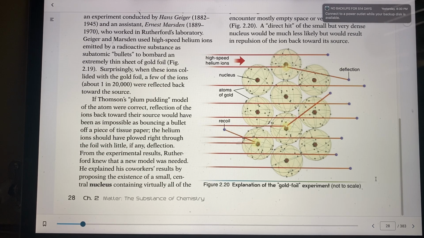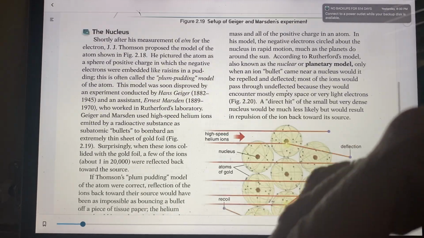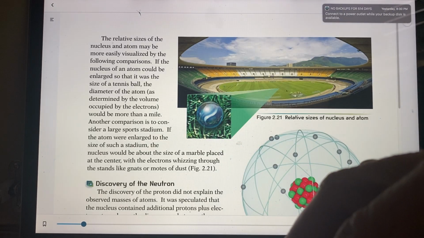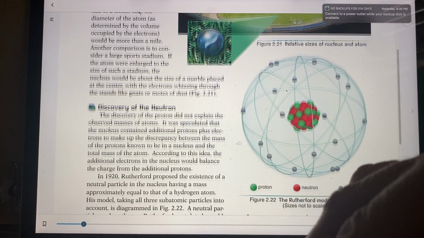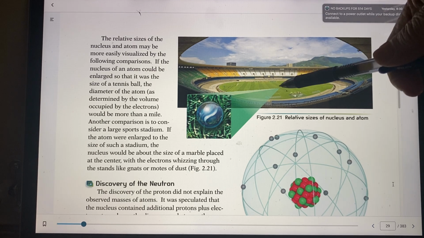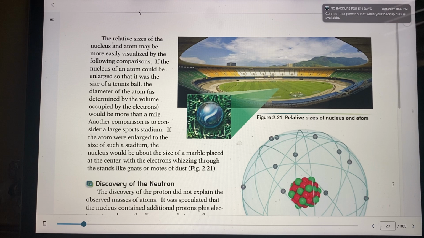Let me see if we have another picture of that maybe. Here would be the picture. Now this is not a right picture. Here's the picture of the relative size. So here we'd have this tiny marble in the midst of a whole stadium, and the electrons would be going around and around the outside of it.